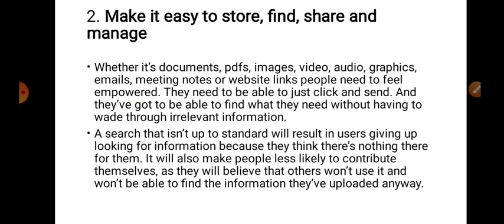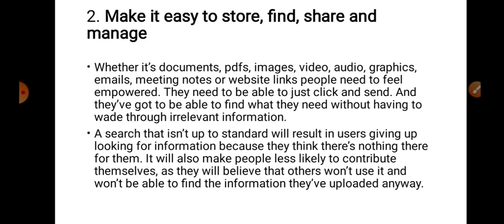Next one, make it easy to store, find, share, and manage. Whether it's documents or PDFs, at the time of sharing the knowledge, you just find a proper way to save the particular knowledge, to store, to find, to share, and to manage. It should be easy to share, easy to find, easy to store, and easy to manage that particular knowledge. Because once you share, it's very easy for further use, right?